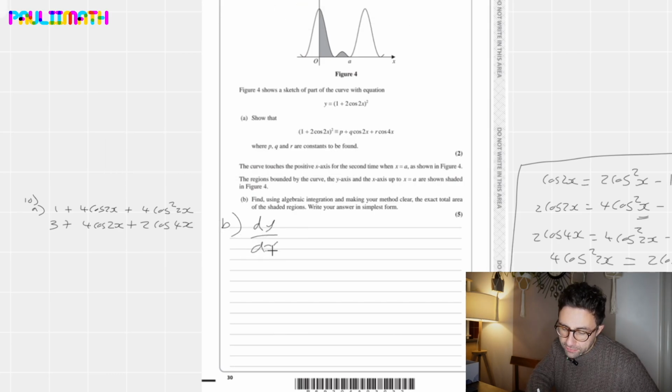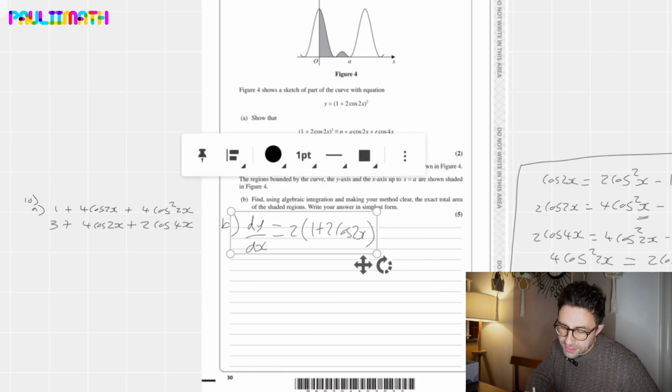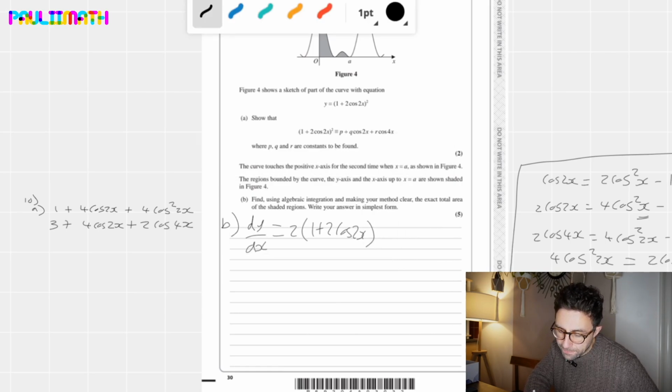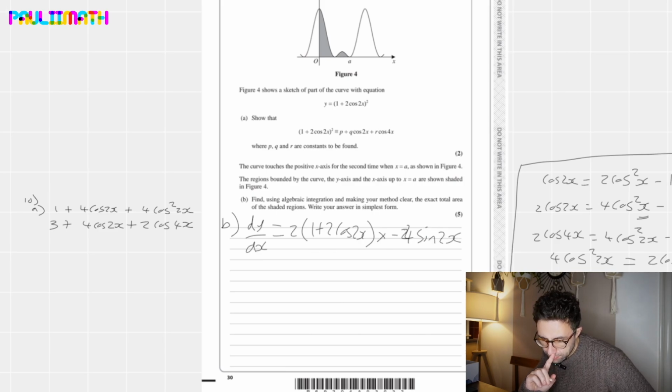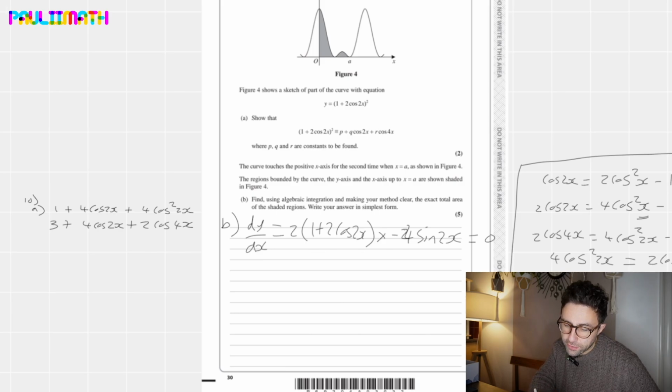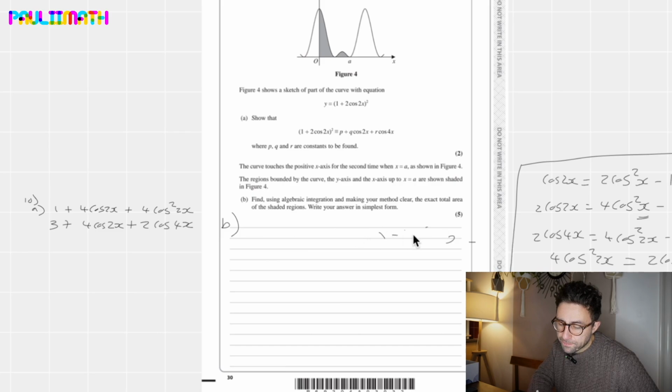dy by dx equals 2 times (1 plus 2 cos 2x). If we realise this is excessive, then I will stop and abandon it, but multiplied by the derivative of what's inside, minus 4 sine 2x. Yeah, I think I will abandon that, because look, if you multiply that out, it's going to get overly complicated. I was going to set that equals 0 and then try and solve it or whatever. I'm abandoning it. Too complicated.